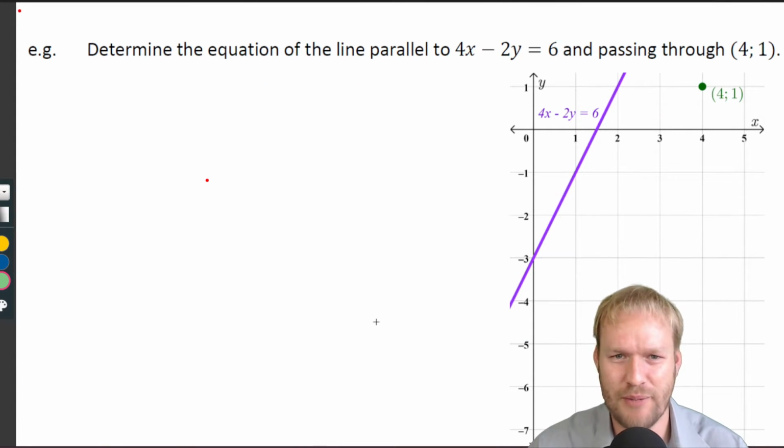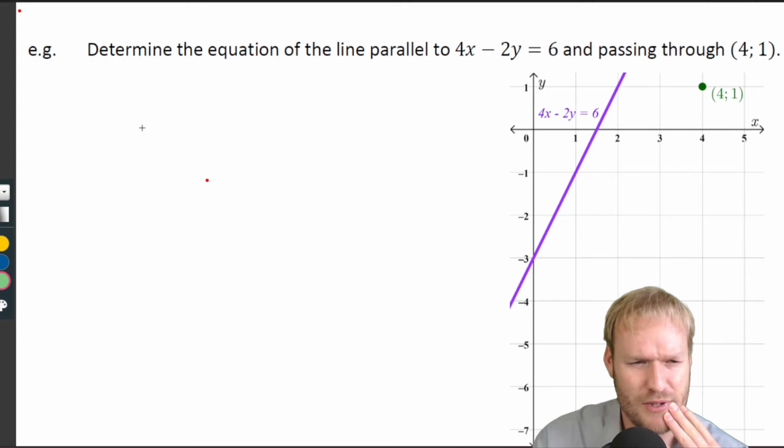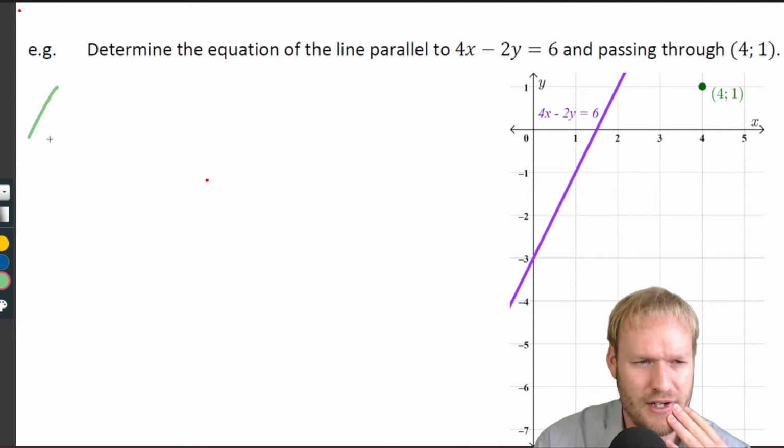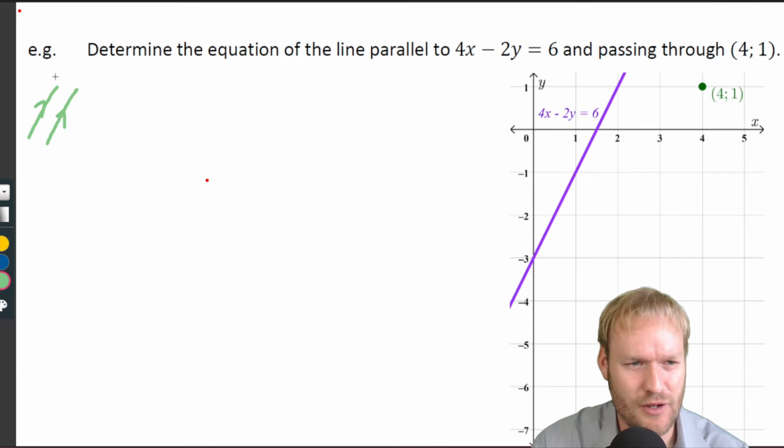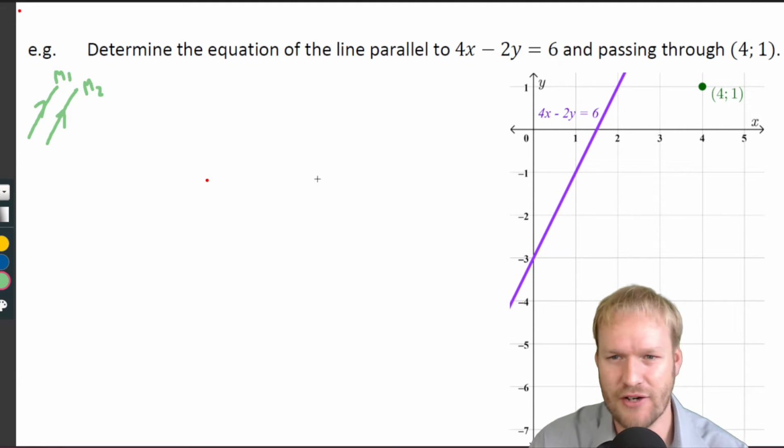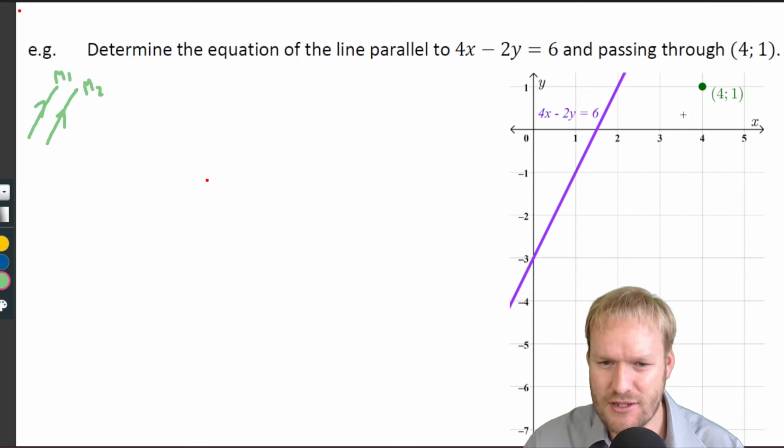Determine the equation of the line parallel to 4x minus 2y equals 6 and passing through (4, 1). Now I've already got the sketch above me, which you wouldn't necessarily be given. So we're seeing parallel lines, and we should be thinking back towards, well, if we've got a line and a parallel line, the gradients are the same. So if we can work out this gradient, we know the second gradient will be the same. So in other words, this line over here is going to go through that point and be parallel.